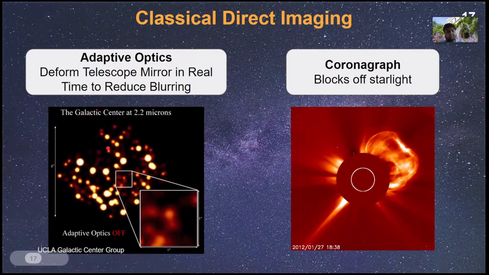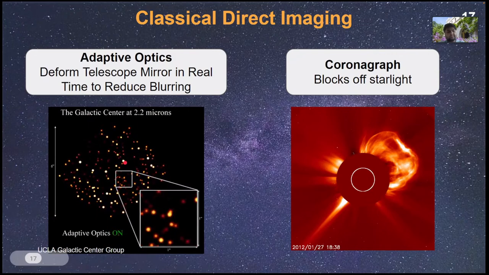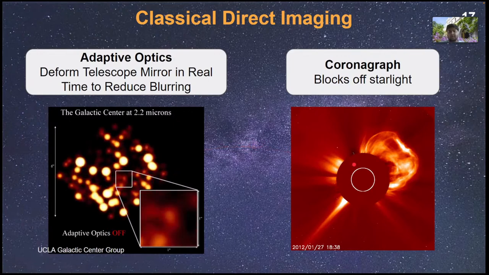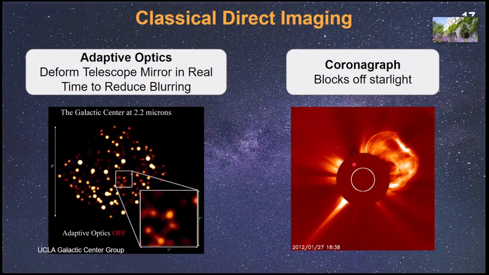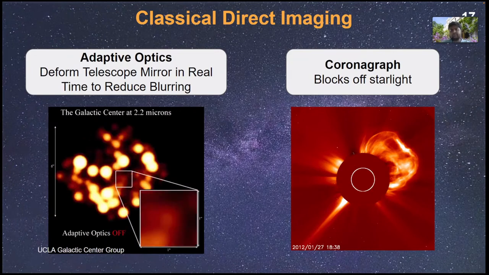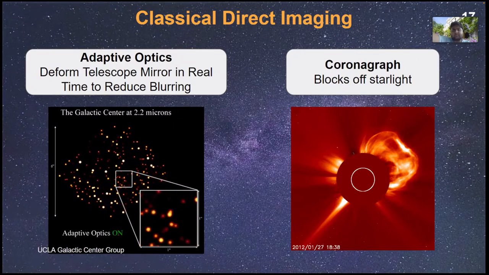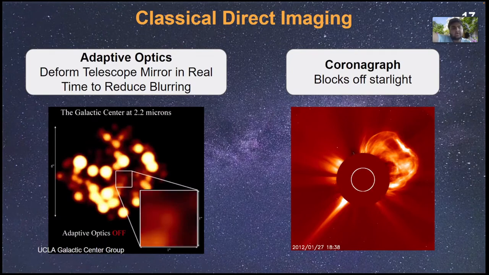As you can see, when you turn on the adaptive optics system, the blurring of starlight becomes good. And coronagraphy involves just blocking away portions of the starlight, as you can see in this picture of our sun. It's called coronagraphy because it was originally used to study the coronas of the sun, or the sun's atmosphere, but it can be similarly used as a planetary.